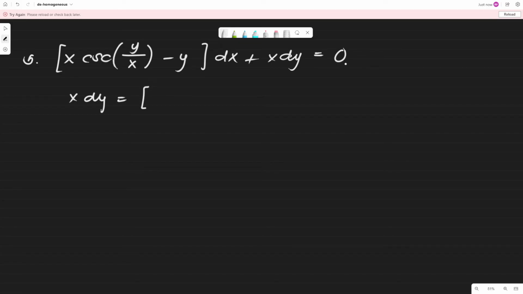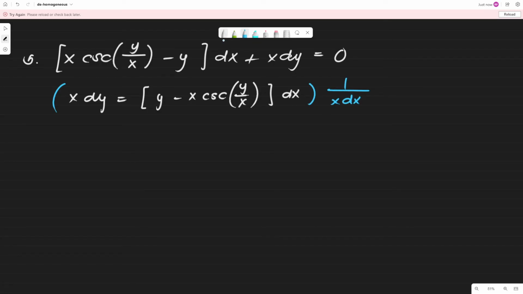since I transposed, we will have a negative here. But since this is a function, I can just interchange their positions with respect to the negative sign. So we will have y minus x cosecant y over x. Still valid, because we just distributed the negative 1 that we got by transposing dx. Then I will just multiply both sides by 1 over x dx.